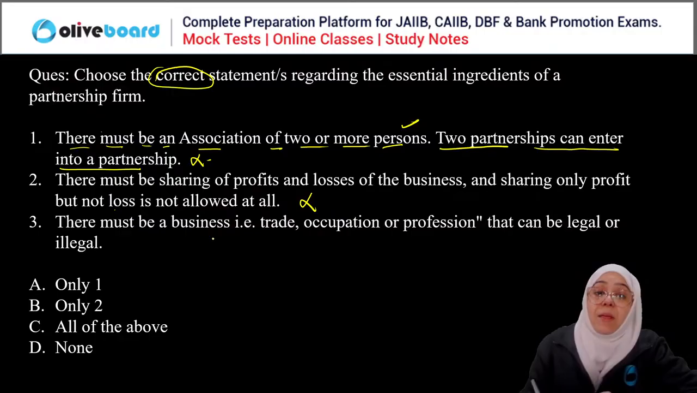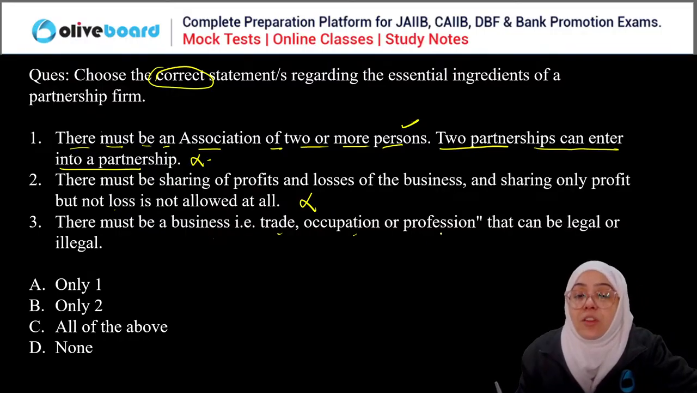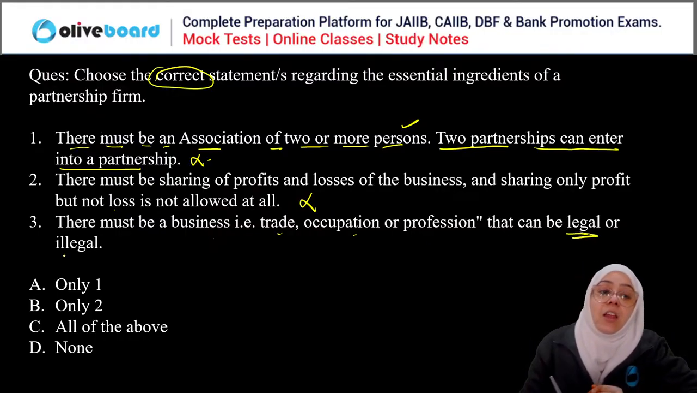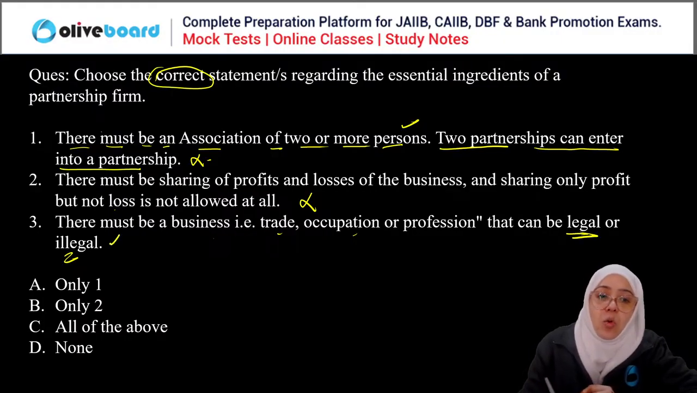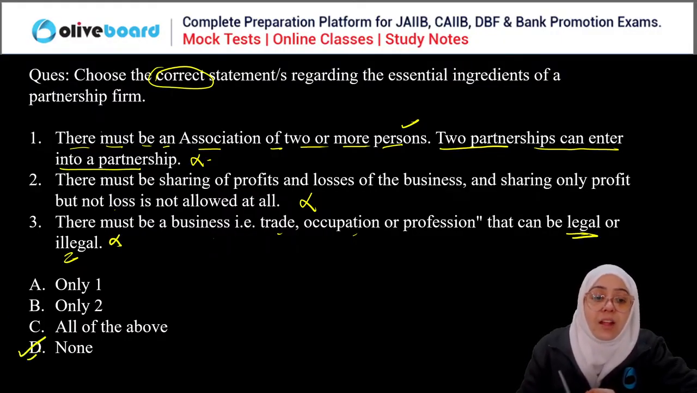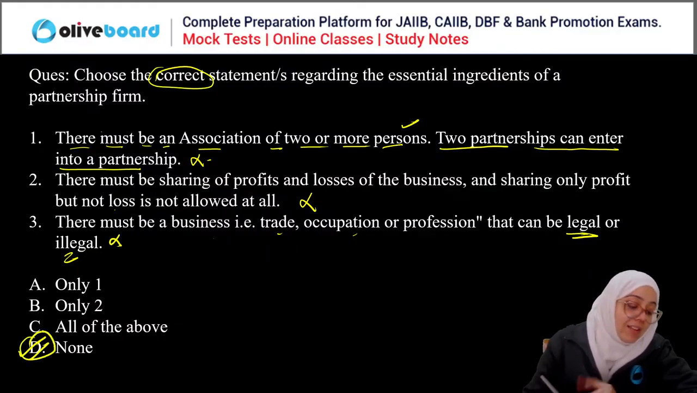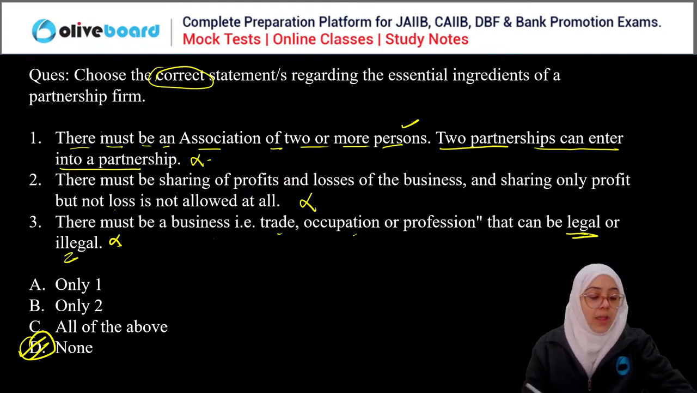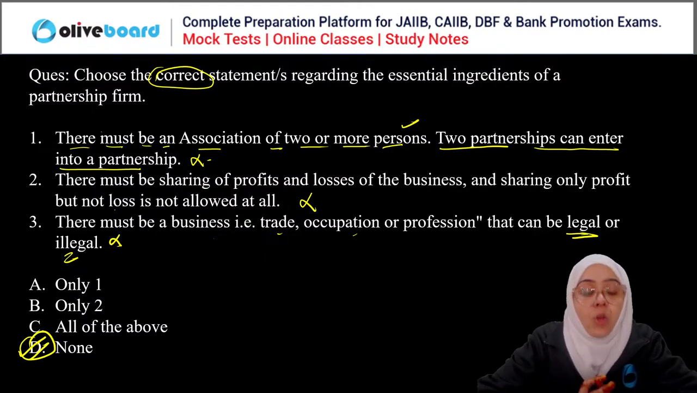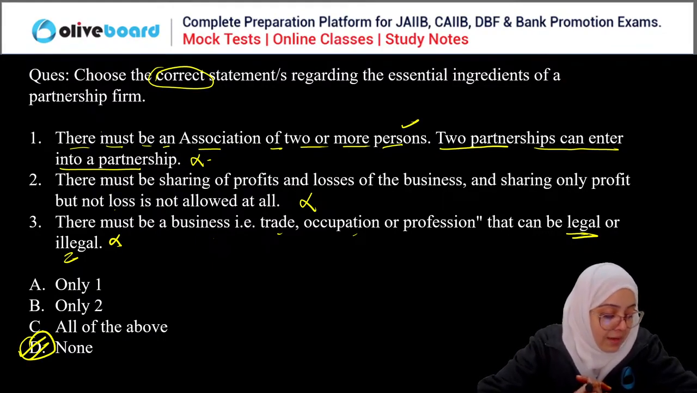Third, there must be a business, trade, occupation, profession, that can be legal or illegal. You can form a partnership firm for an illegal business, no. So none of the above is the correct statement here. Only Mansi is right. D is the correct answer. Okay, Manas or Manasa. Okay, done? Clear?